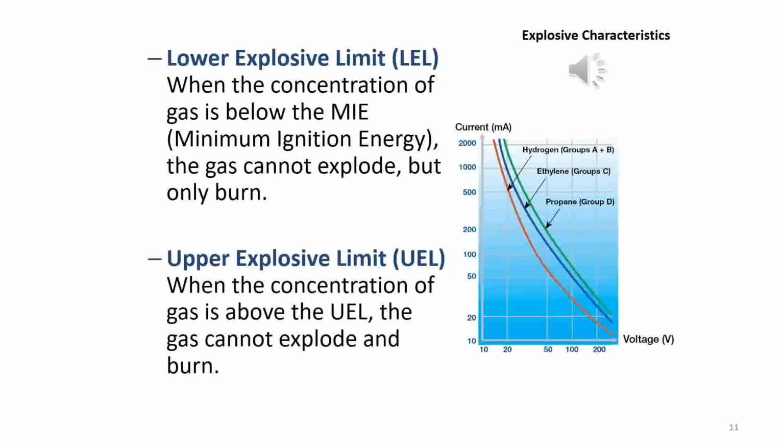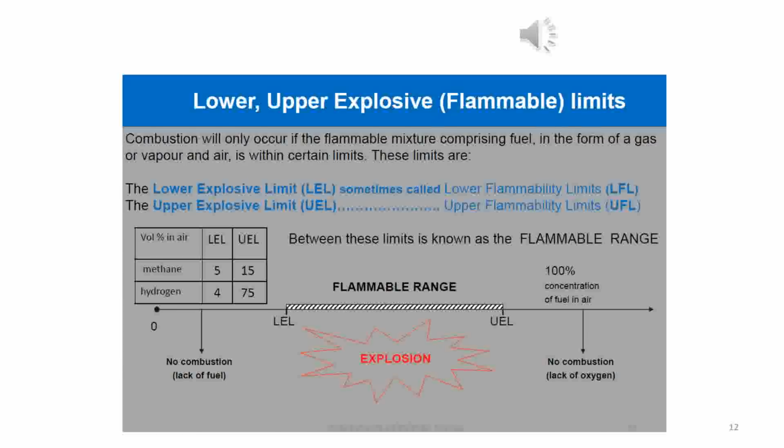Lower explosive limit, LEL. When the concentration of gas is below the LEL, the gas cannot explode but only burn. Upper explosive limit, UEL. When the concentration of gas is above the UEL, the gas cannot explode and burn. Combustion will only occur if the flammable mixture comprising fuel in the form of a gas or vapor and air is within certain limits. These limits are lower explosive limit LEL and upper explosive limit UEL.